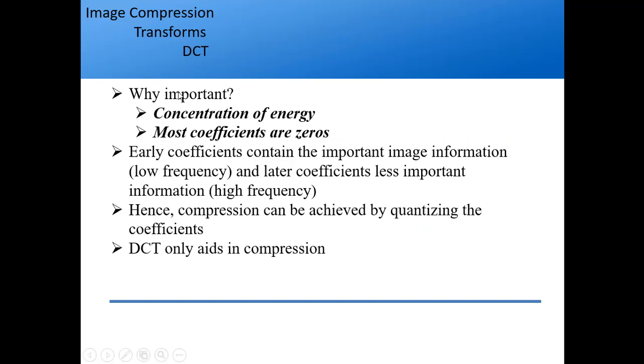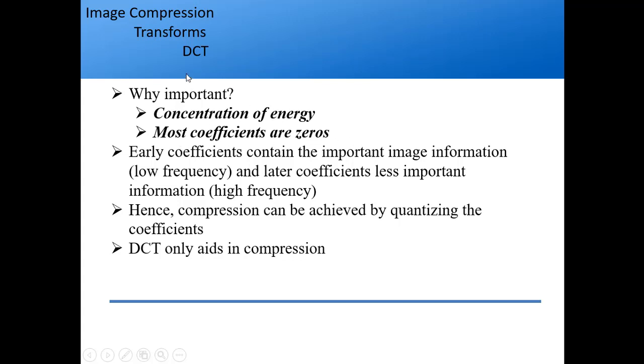So why is it important? How it achieves compression, that we'll see. It achieves compression mainly by concentration of energy in one part of the image, and most of the other coefficients which we get using DCT are zeros. You may not understand that here, we'll see that in further slides.